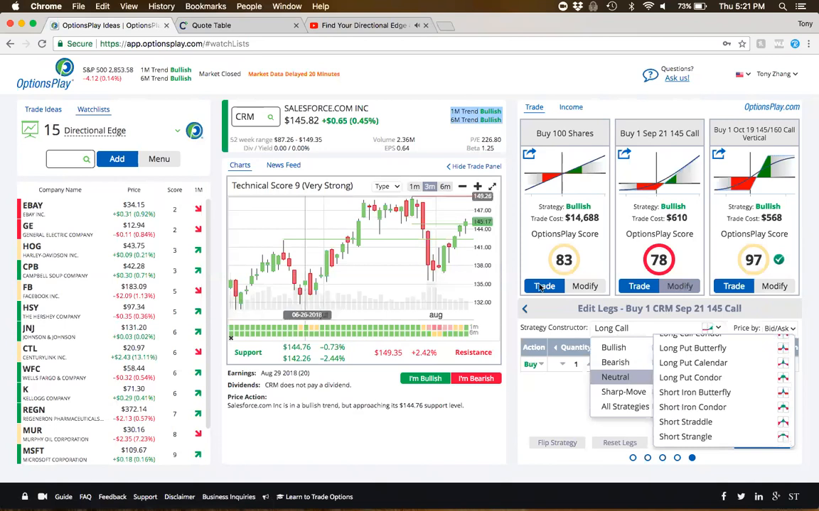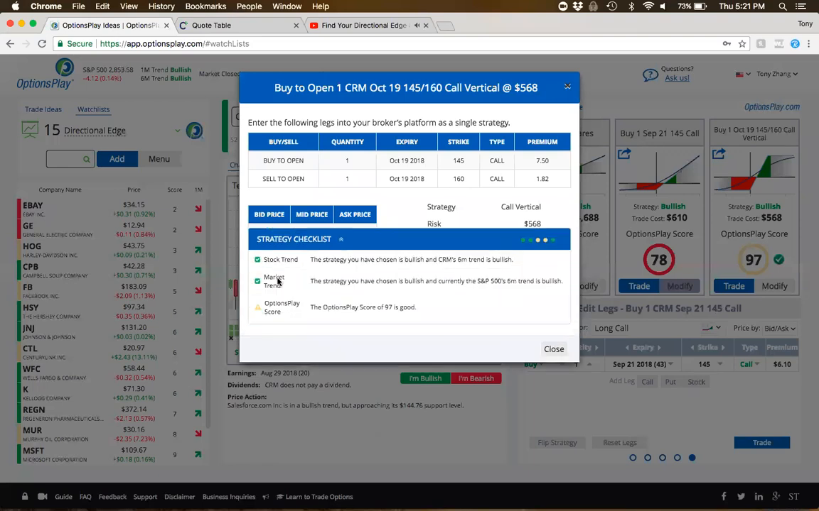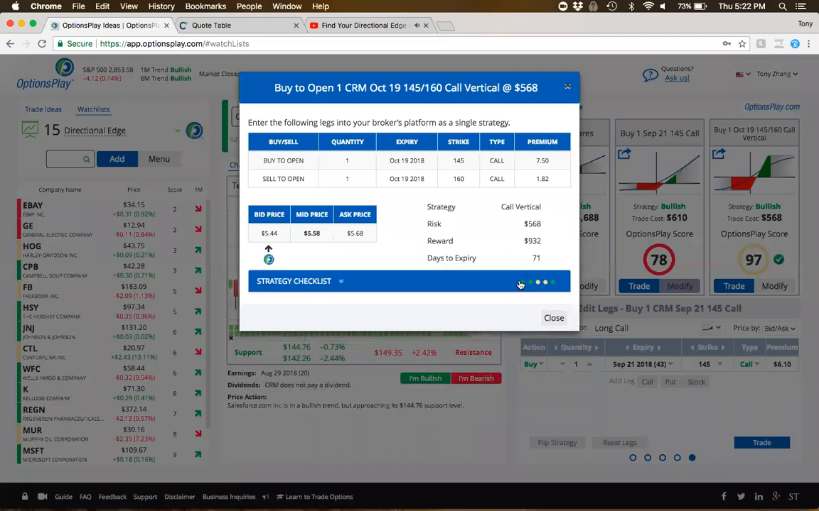How do you bring up that strategy checklist? You simply click on the trade button, and it's right here on your trade ticket. You can click on the strategy checklist to expand it if you want. Otherwise, you can just take a look at the color coding. It gives you that color coding right here on the right-hand side.